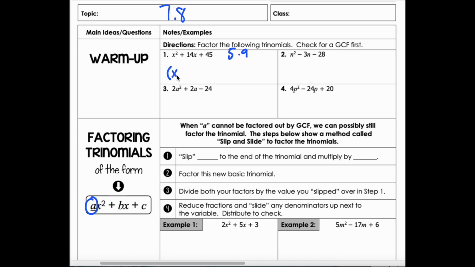So now I'm going to start by adding my x's to my binomials, and then we are going to keep the 5 and the 9. And we can go ahead and distribute to check our work. I'm not going to do that right now, but we know that 5 plus 9 is in fact 14, and 5 times 9 is in fact 45.